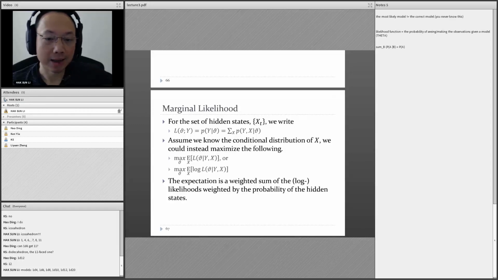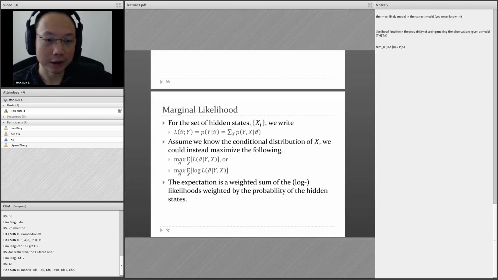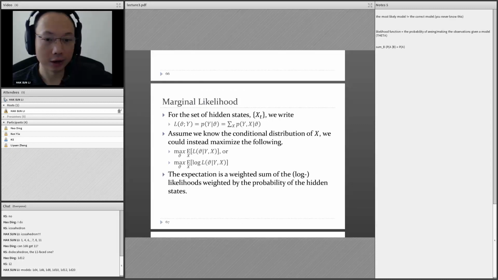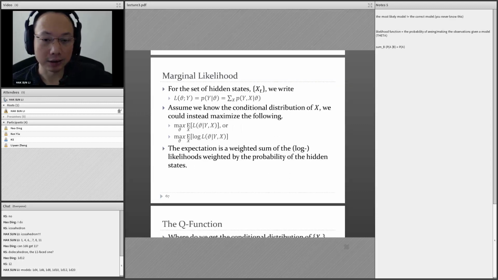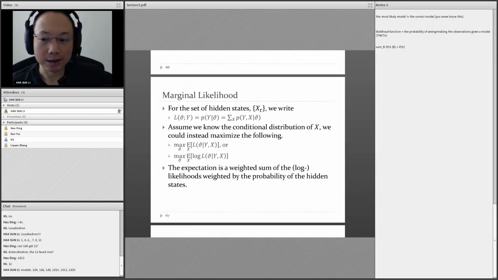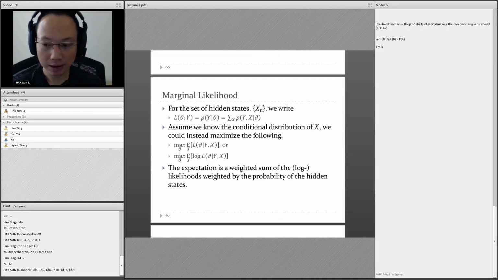And we claim that it's a lot easier to do the maximization of this function compared to the maximization of the original function. But in order to do it, you need to know the distribution of x, right? You need to know the distribution of x in order to compute the maximization function. Now this is exactly what the EM algorithm is about.